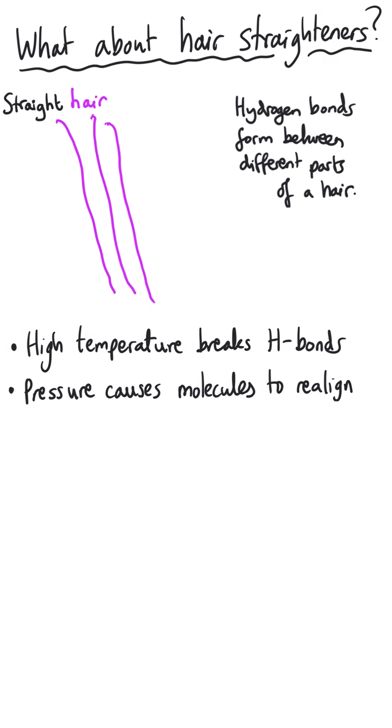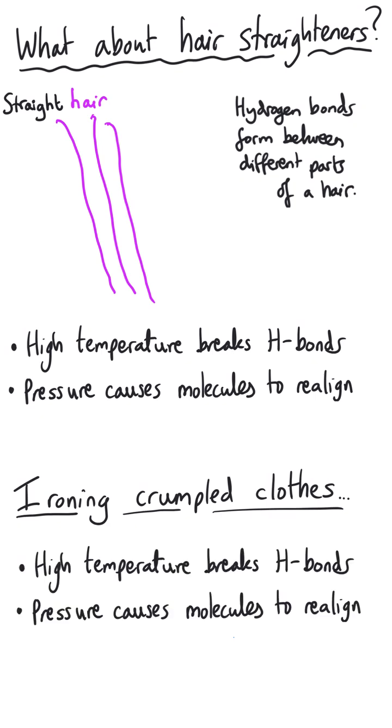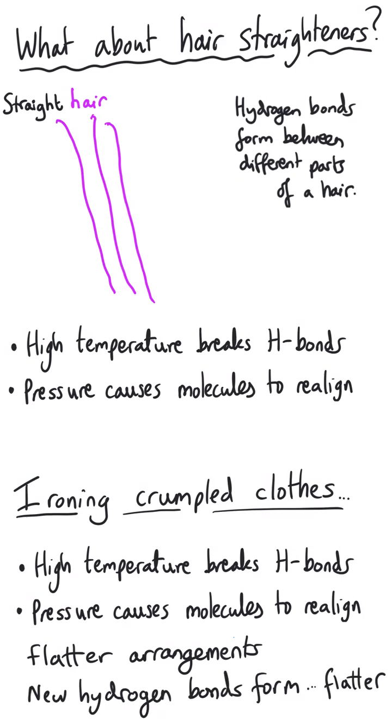And the same is true of ironing. When you iron clothes, the iron provides the high temperatures needed to break these hydrogen bonds in the crumpled material, and the pressure as you push downwards with the iron helps the molecules to realign into a new position which is much flatter. And then you take the iron away and new hydrogen bonds form, and that keeps the molecules in their newer positions, and that means the fabric is flatter.